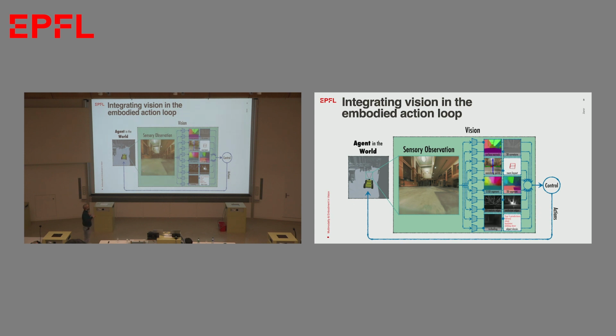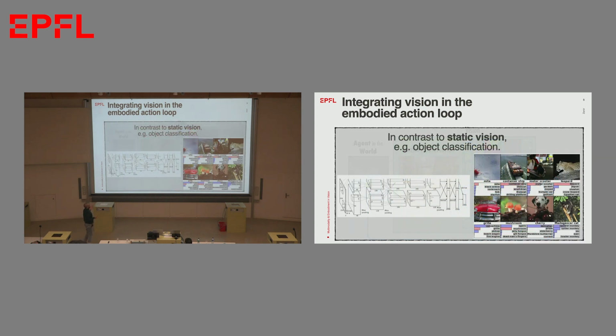So vision is now an integrated part of a more complete system, which includes embodiment, which includes control, which includes evaluation, the sense of success of the downstream action rather than success of the pure vision on its own. And in contrast to classic static computer vision, like object classification, which is purely a static and offline task. So you can see that the pipeline for addressing the problem in an integrated way is different than what we have.